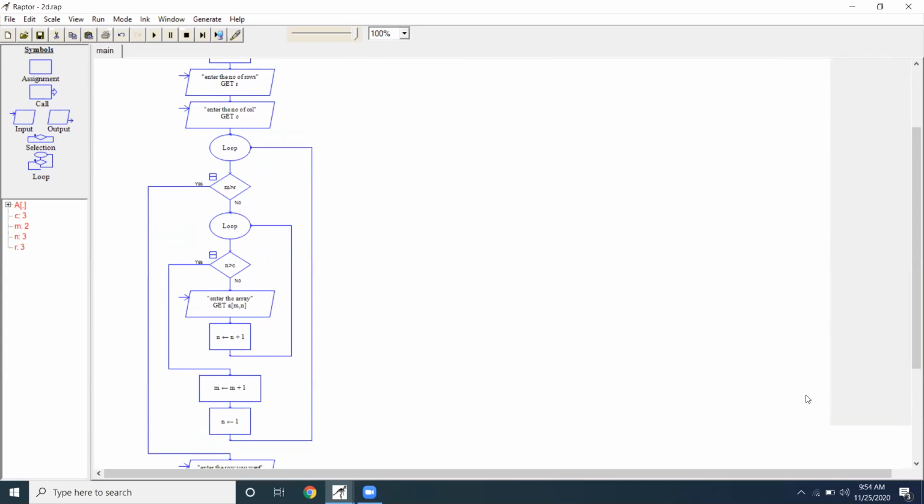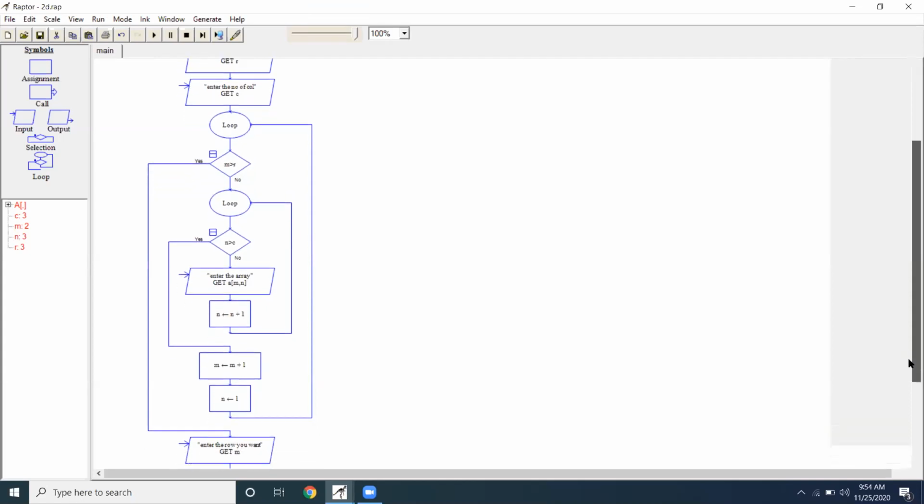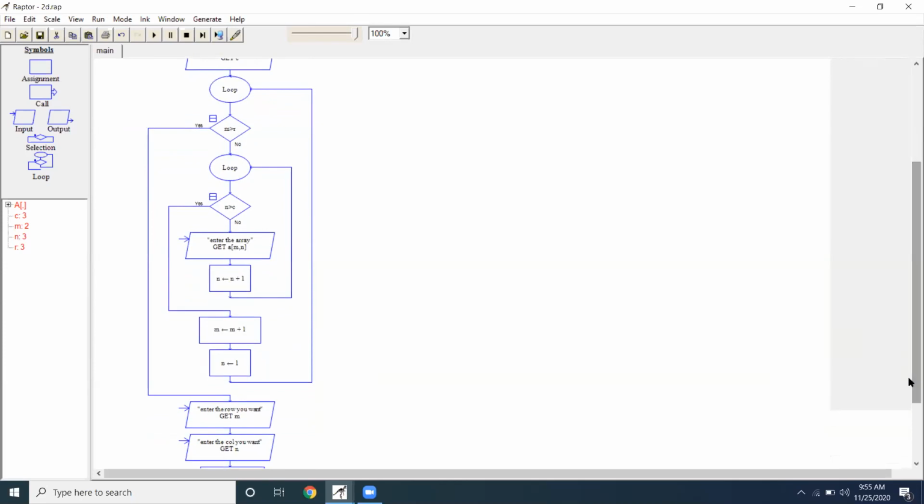Sir, when we write A of M comma N, how could we give the input? Like, what should we give? Yes, every time if M is 1, it should be like A of 1 comma 1, A of 1 comma 2, A of 1 comma 3. They will increment, right? So at that time it asks what number you want to give to A of 1 comma 1. Next time, what number you want to give to A of 1 comma 2. Like that. Sir, M and N will take values on their own because we wrote increment N to N plus 1, right.